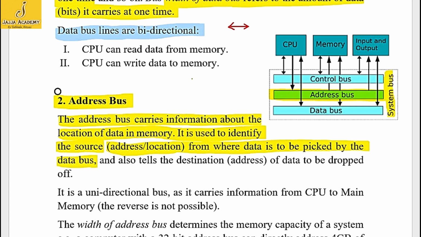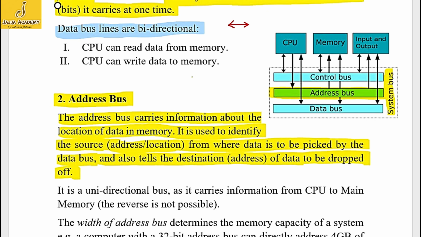Suppose the CPU wants to read data. There should be some specific address defined by the CPU from where the data bus will pick the data and then transfer that data to the CPU. So the address bus is used to identify the source address and it also tells the destination address of the data. So the address bus is used to identify the source address and the destination address of memory, where to place data or where to pick data.